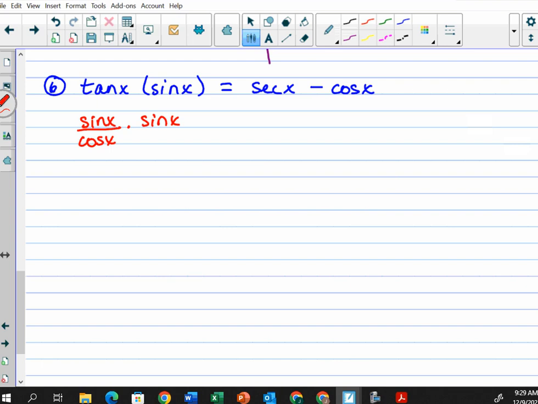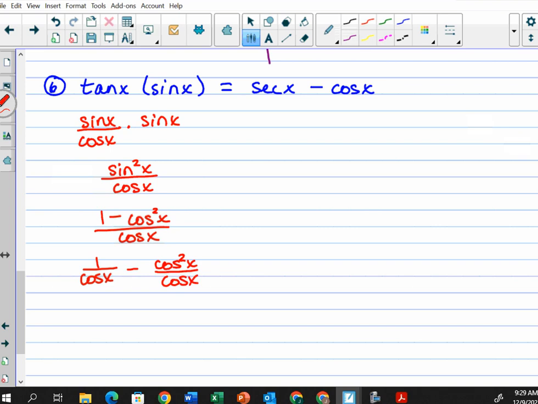All right, I could rewrite this as sine over cosine times sine, which gives me sine squared over cosine. Sine squared is 1 minus cosine squared. Does that make sense? Okay. Then I could break this into two fractions, right? I could do 1 over cosine. That's a step you were missing. So that is secant minus cosine.